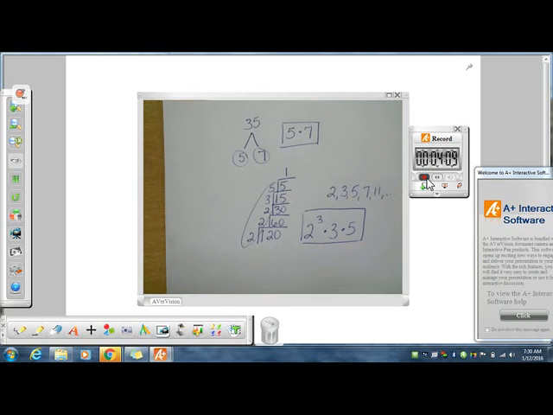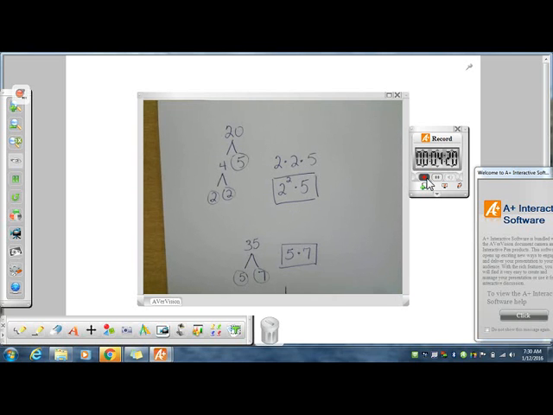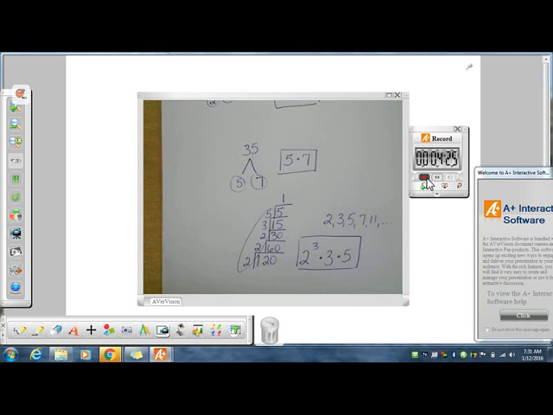I've told the students that they can choose either method, whichever one they like better, if they like division by primes better, or if they like the trees better. Does not matter to me. Just one or the other. And prime factorization is going to be this part right here, writing the answer as a product of primes.